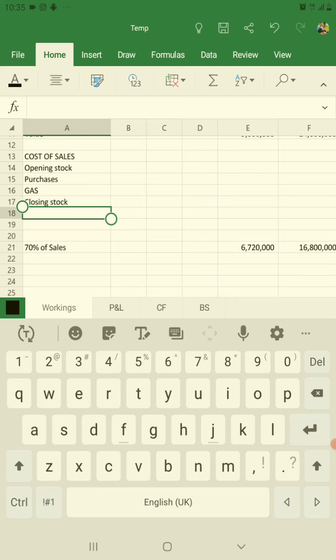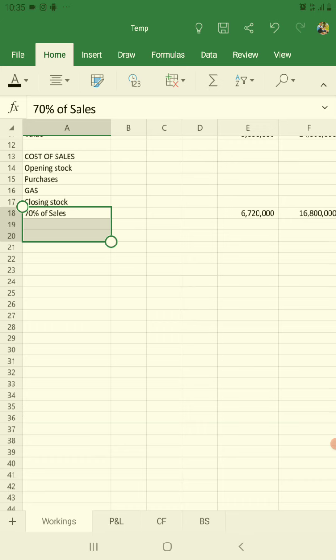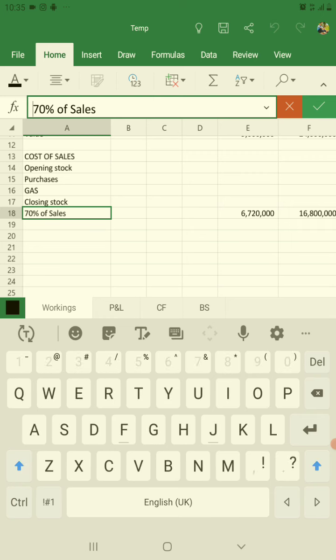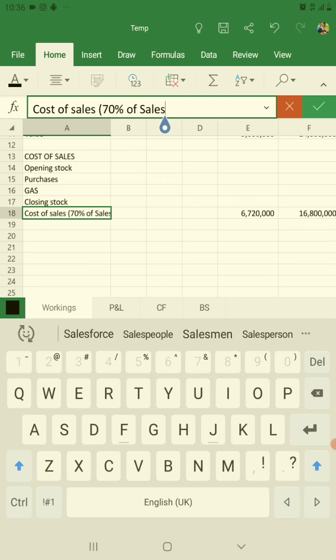So let me just delete these extra rows here and go to the sheet, delete rows, so this one is cost of sales, which is in this case 70% of sales.